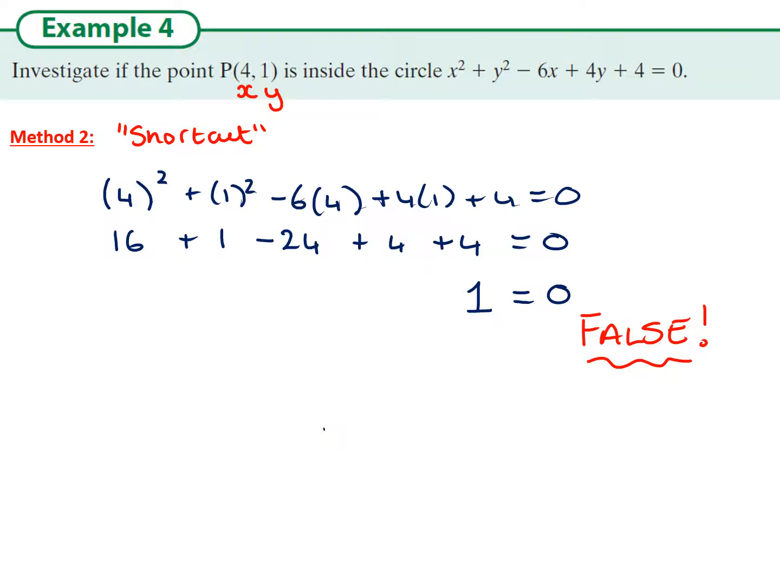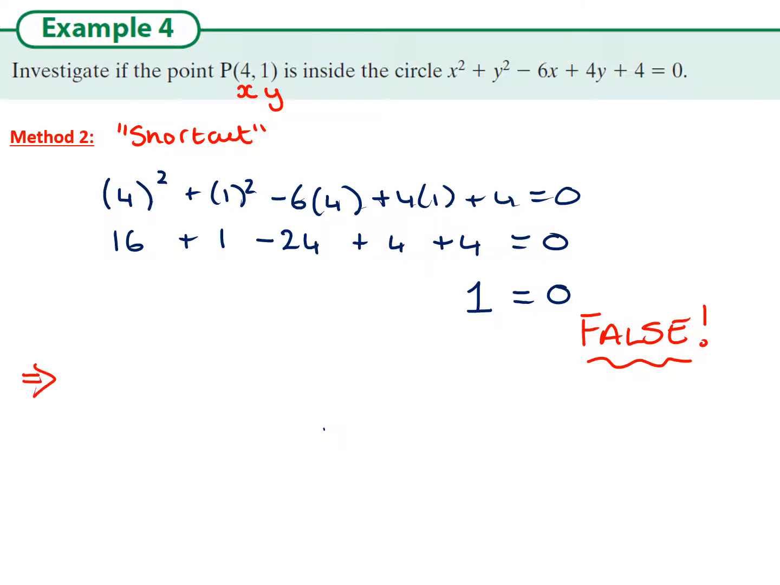What I would ask is to think back to when we sub a point into the equation of a line. It's to check if the point is on the line. So if I sub in a point and it works in the equation, so the equation is still balanced, then that point is on the line. If it doesn't work, then it's not on the line. Now, the exact same thing happens for a circle. So if I subbed in the point P and I got 0 equals 0, then that point would be on the circle. So I'm going to give you some scenarios here.